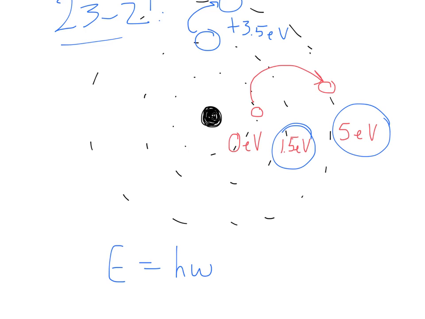Using E equals h omega. This is the second mathematical portion of the test. E stands for energy. That energy needs to be measured in joules. So I have to give you a conversion factor for this, and I will give it to you in the problem.